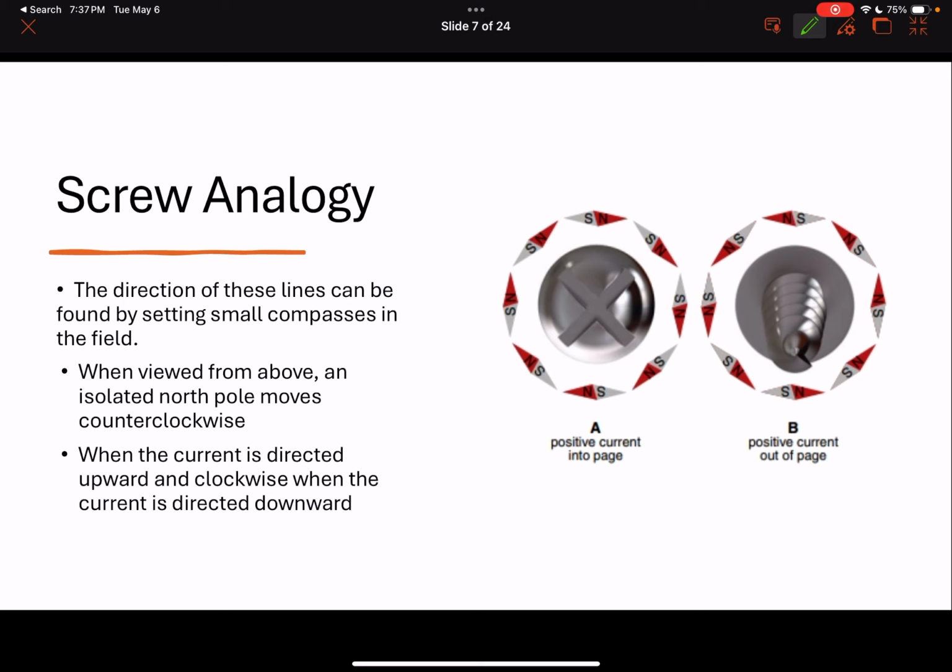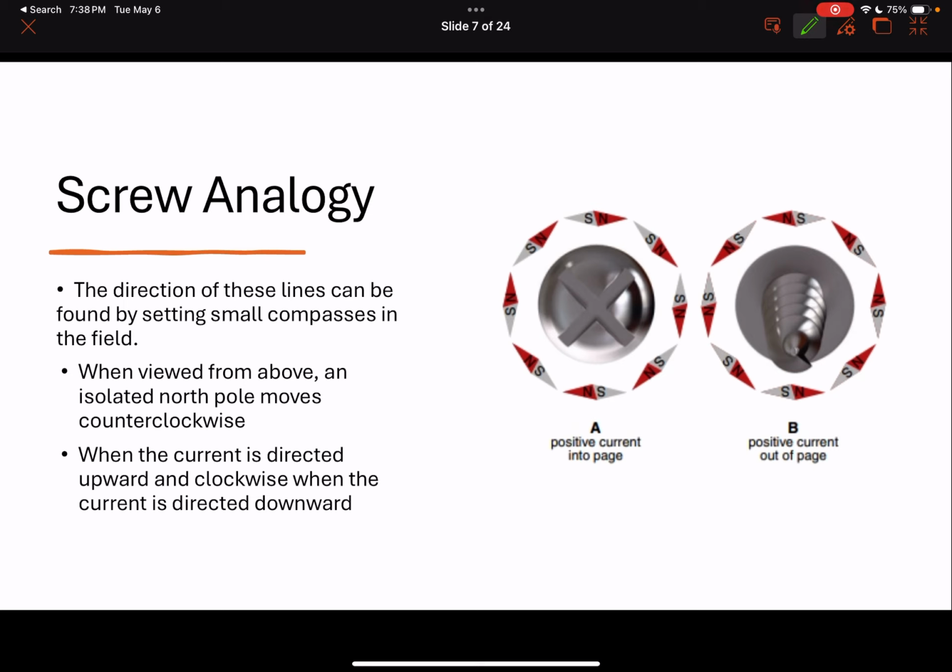And if you reverse the screw as if it was coming out of the page, a positive current coming out of the page, you would notice that the compass actually heads in the opposite direction, right? Let me try that again. When the current is going into the page, you see the north-seeking pole heads clockwise. When it comes out of the page, it reverses direction and goes counterclockwise.